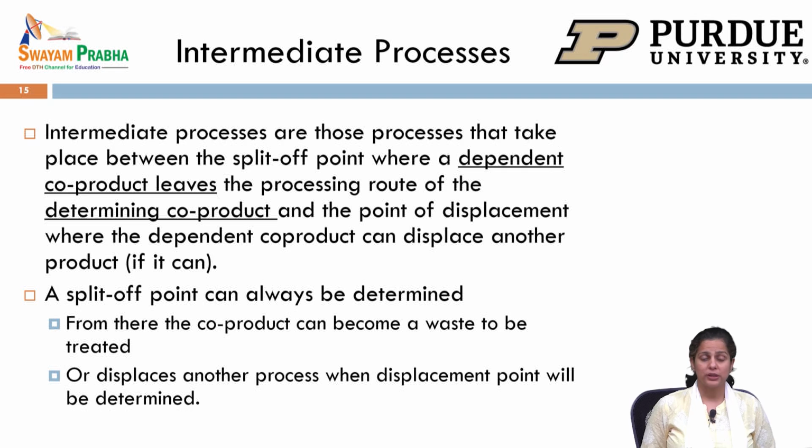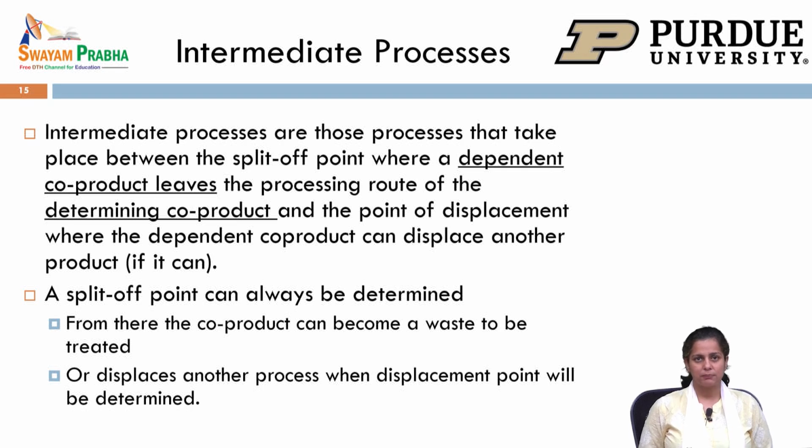An example would also be, let's say, a waste recycling process. If we have a waste as co-product and we have a waste recycling process, that waste recycling process is actually an intermediate process because it is taking the waste and it is processing it so that it becomes a product to be used further.